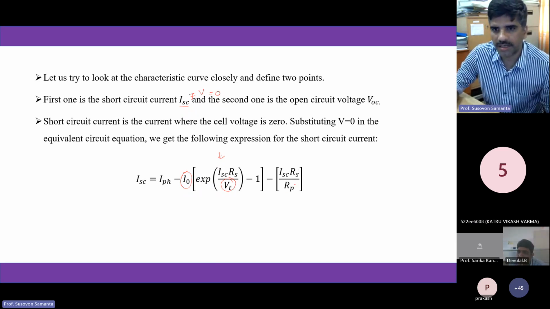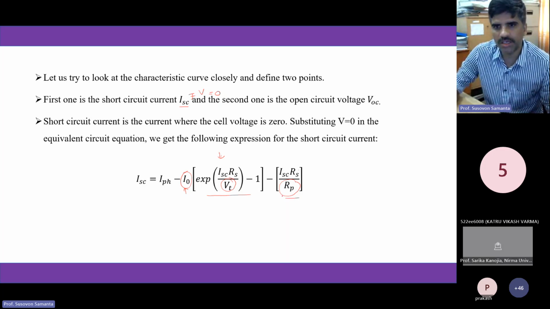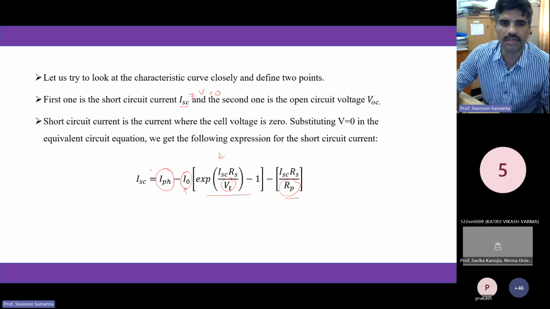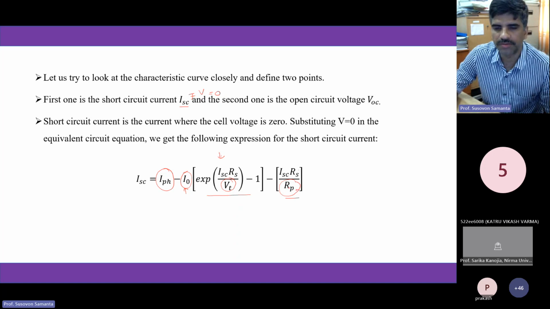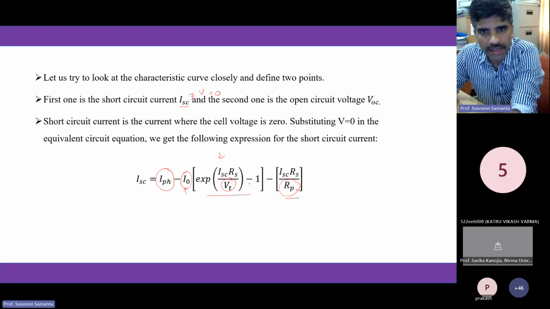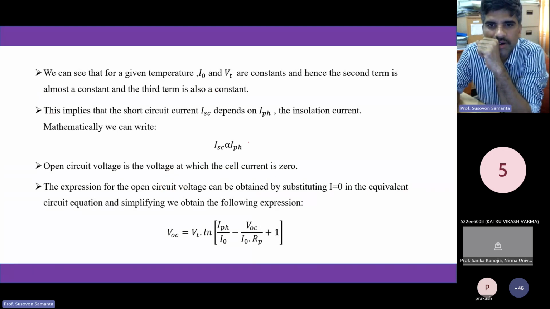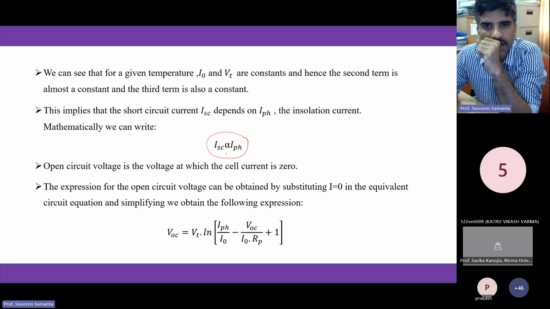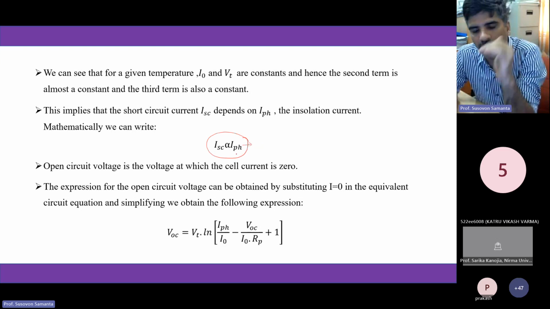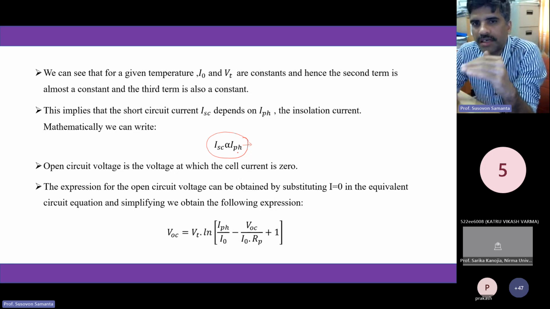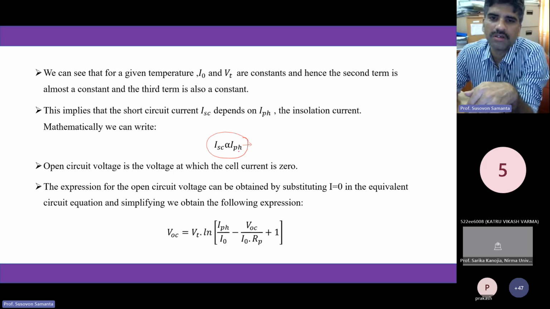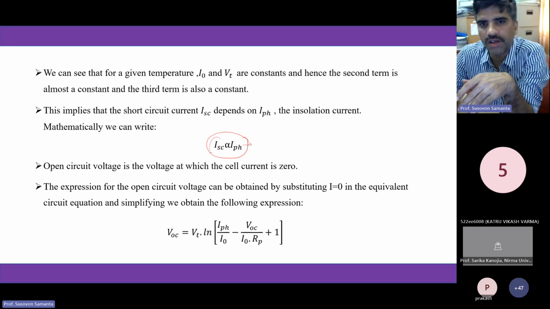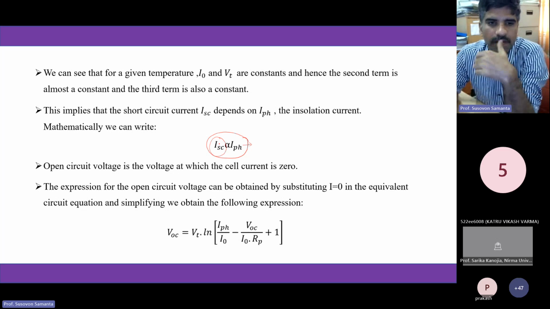Another important point is that because RP is very high and I0 is very low, these two terms are actually negligible compared to IPH. So ultimately what we can tell is that the short circuit current is proportional to the photon current, which depends on the irradiation. So as the irradiation varies, the short circuit current will vary almost equally in the PV panel.